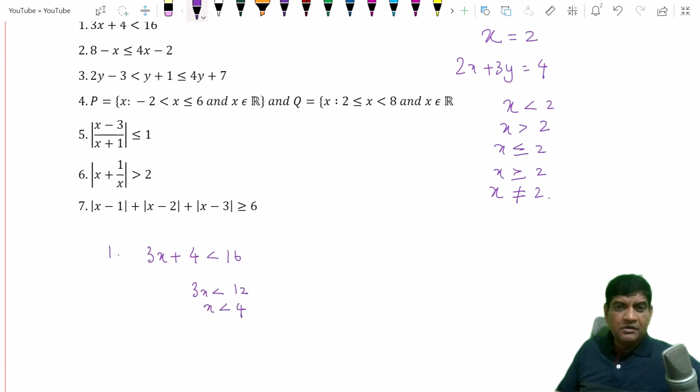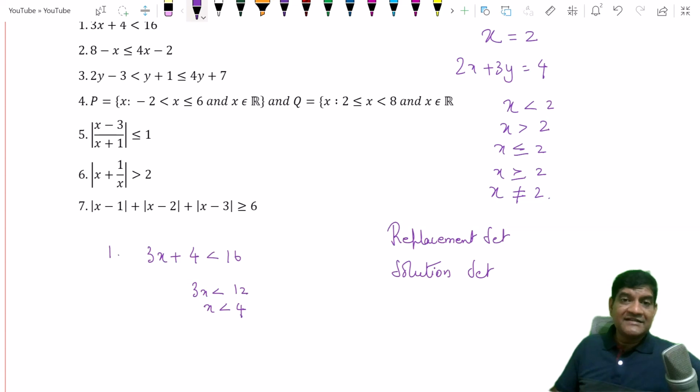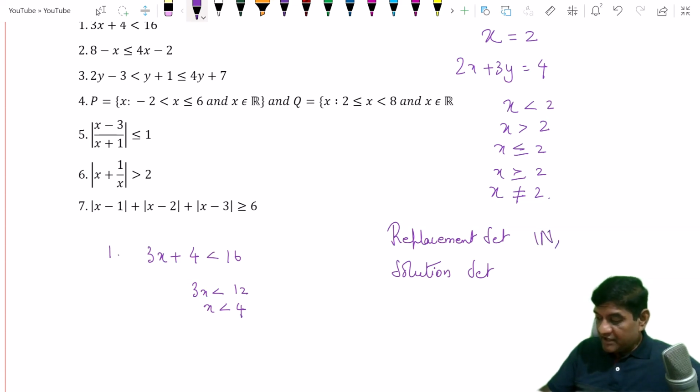Very simple. However, let me introduce you to a concept of a replacement set and the solution set. Now, what's a replacement set? Replacement set is a set from where I pick up the solution. So a replacement set can be a set of natural numbers, it can be a set of whole numbers, it can be a set of integers, I or Z, and then rationals, and then real numbers, of course.